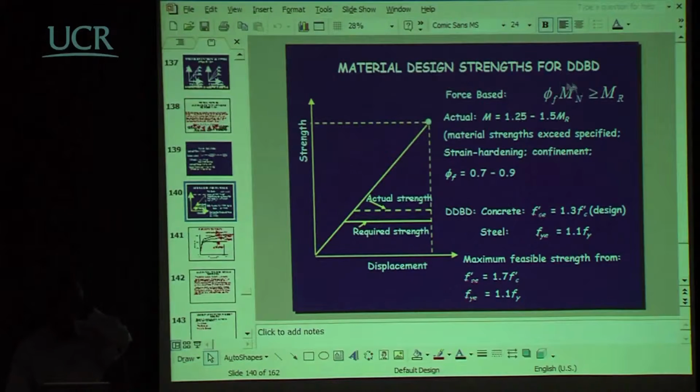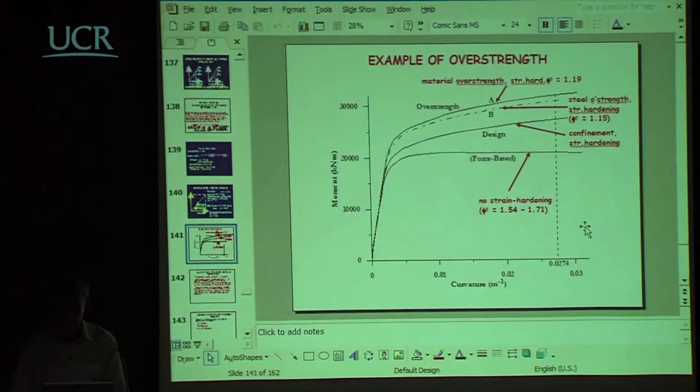And the material design strengths, we've also gone through those. We mentioned that we don't use a strength reduction factor for the flexural design, and we use realistic estimates, not minimum specified strengths, but realistic estimates of the material strengths, because we know that if we've got a ductile design, we expect the strength to be achieved regardless of what we put in. And we've gone through this looking at the difference between current force-based design with its conservative assumptions and the more realistic approach associated with displacement-based design.